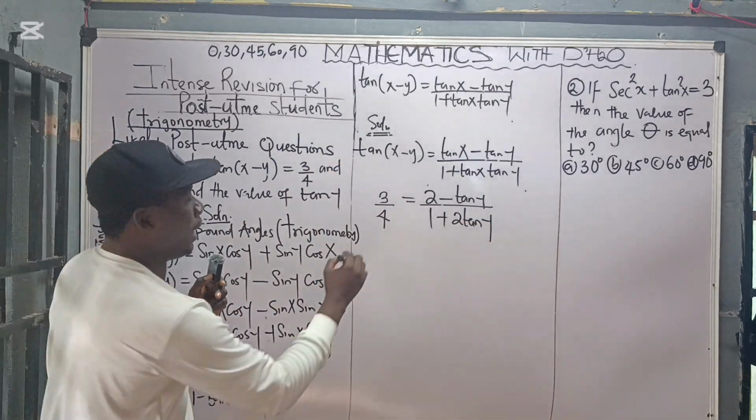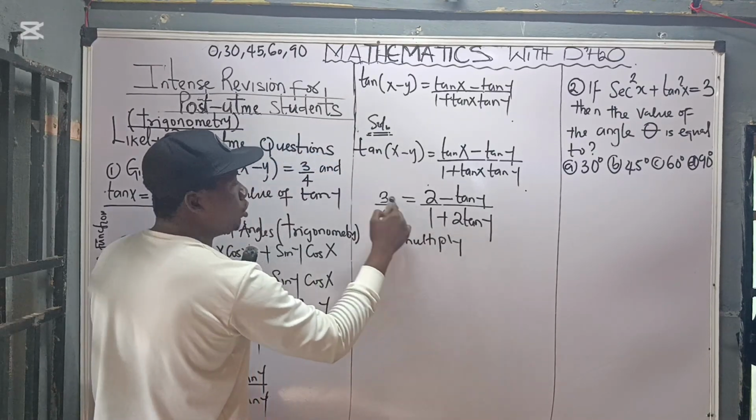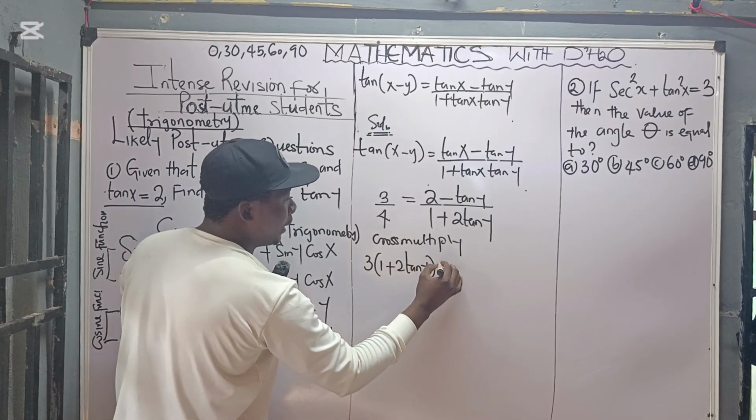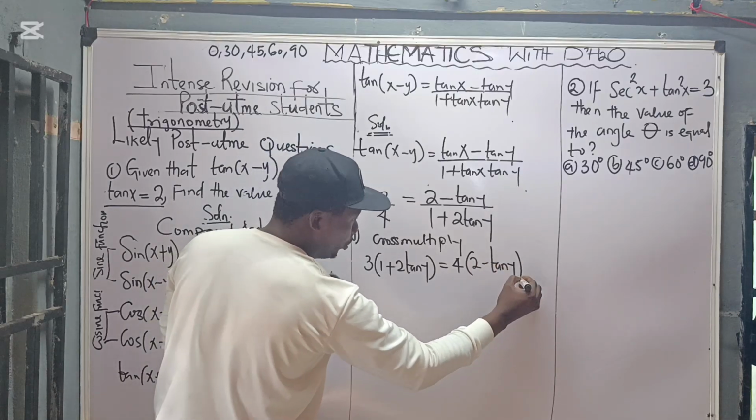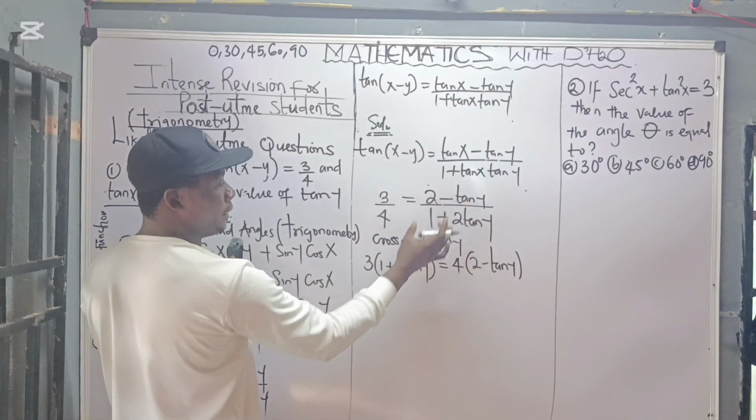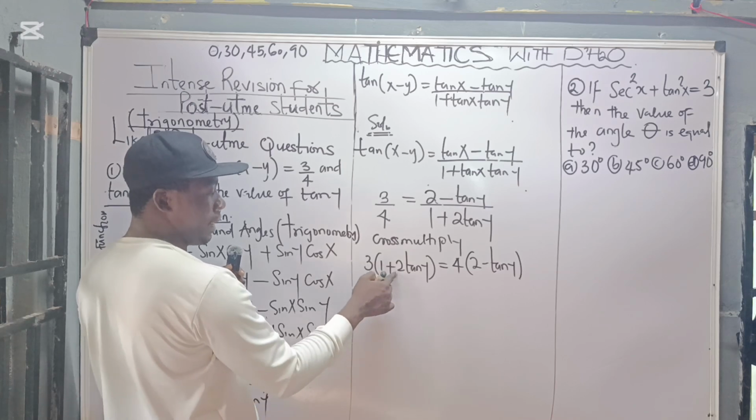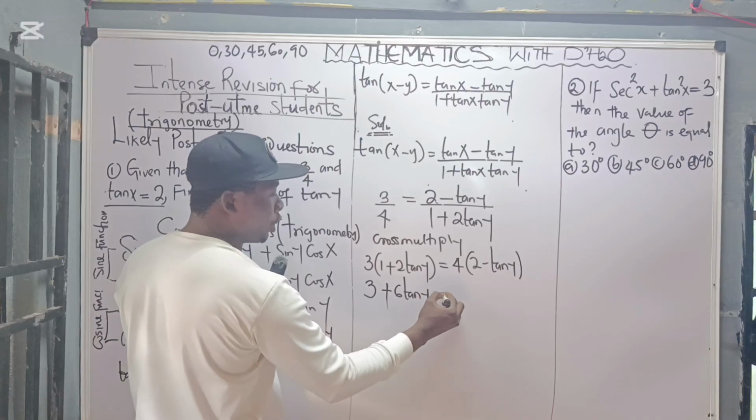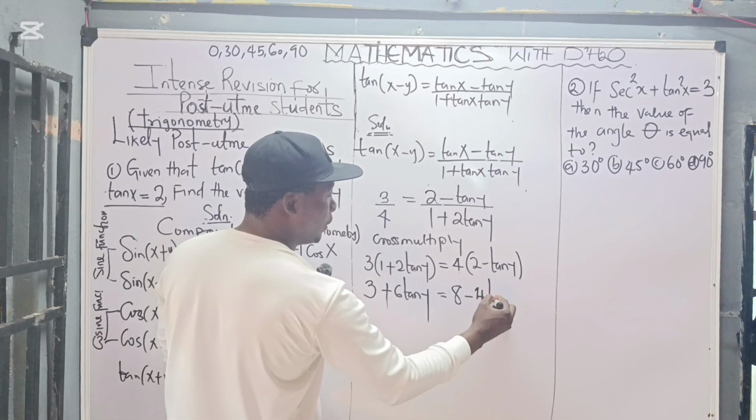So what do we do thereafter? We will cross multiply. When you cross multiply, you have 3 bracket 1 plus 2 tan y equals to 4 bracket 2 minus tan y. Do you understand? I just cross multiply. By using this to multiply this and this to multiply this, that's what we have. So let's open the brackets. 3 times 1 is what? 3. 3 times 2 tan y plus 6 tan y equals to 4 times 2, 8. 4 times minus tan y, minus 4 tan y.